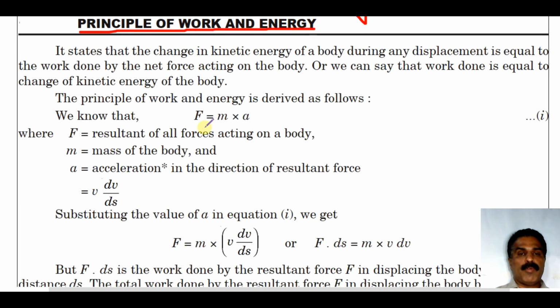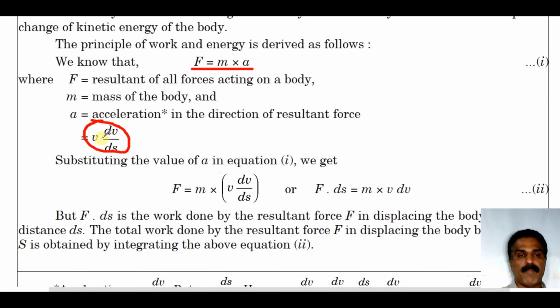So we know that F is equal to ma from Newton's second law of motion. That is, the net force acting on a body is equal to mass into acceleration, where F is the resultant force, m is the mass, and a is the acceleration in the direction of the resultant force. We know another equation, that is acceleration a is equal to v into dv by ds.